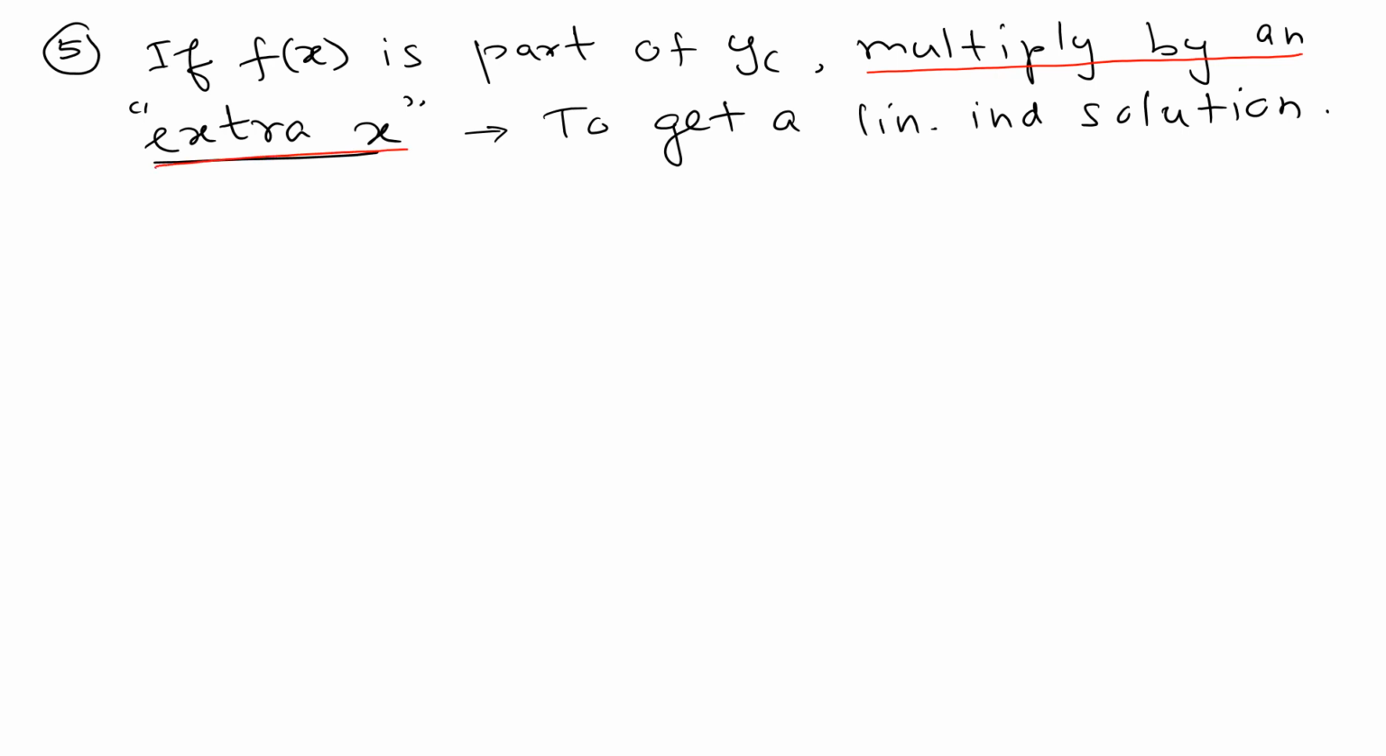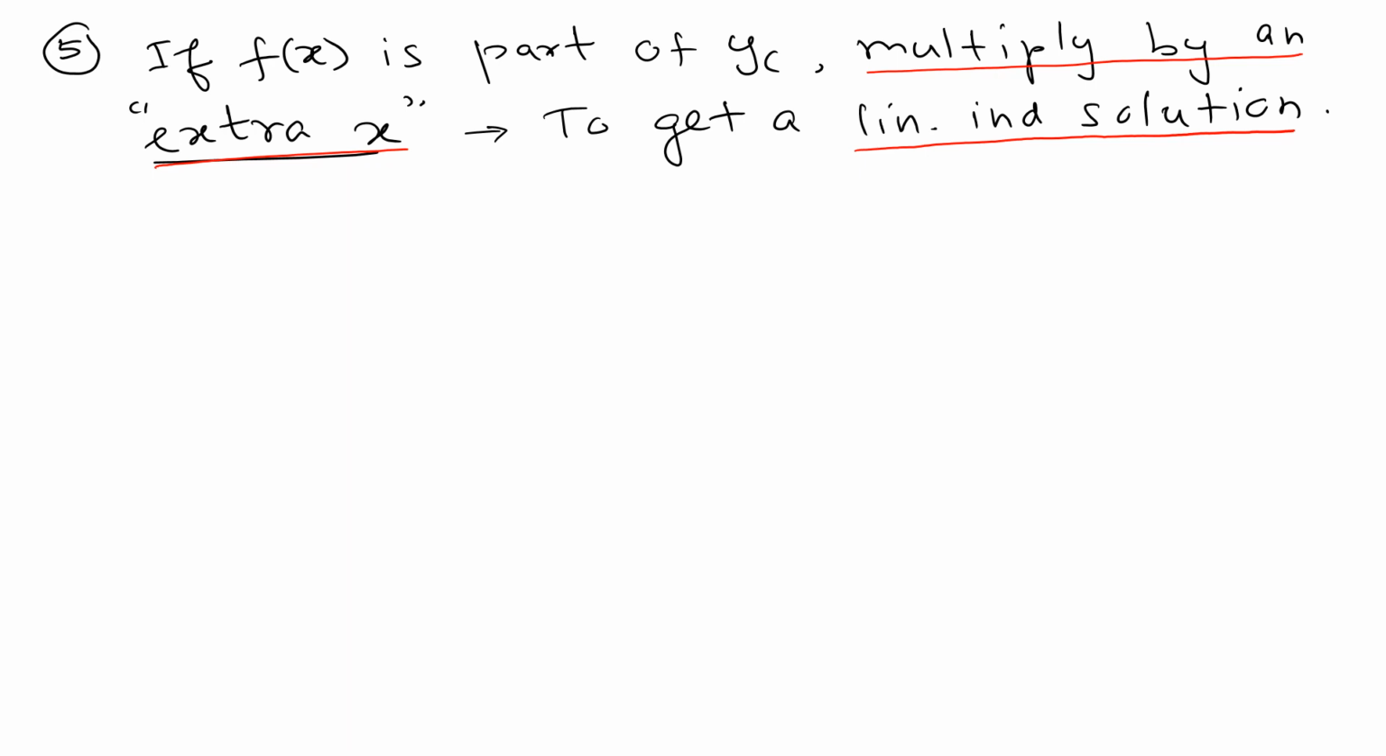Why do we do that? To get a linearly independent term. Otherwise, when you plug in YP, the left hand side is going to be 0 and the right hand side is not equal to 0, creating a contradiction. Just to avoid that, we multiply by an extra x. It will be very clear when you look at problems. We can solve about 12 problems here quickly.